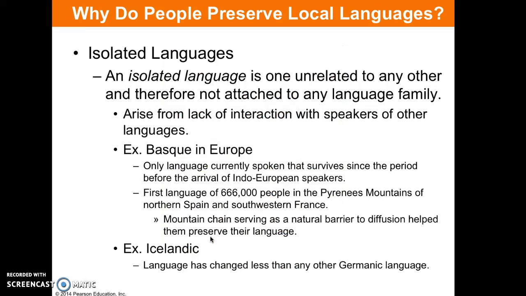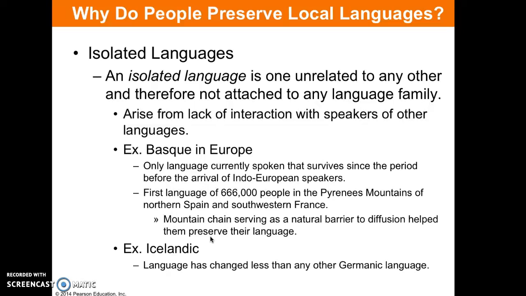Isolated languages are languages unrelated to any other language in their area, or any other in the world, so it's not attached to any language family. And this can happen usually because of a lack of interaction with speakers of other languages. A prime example of this, at least in Europe, is the Basque language.